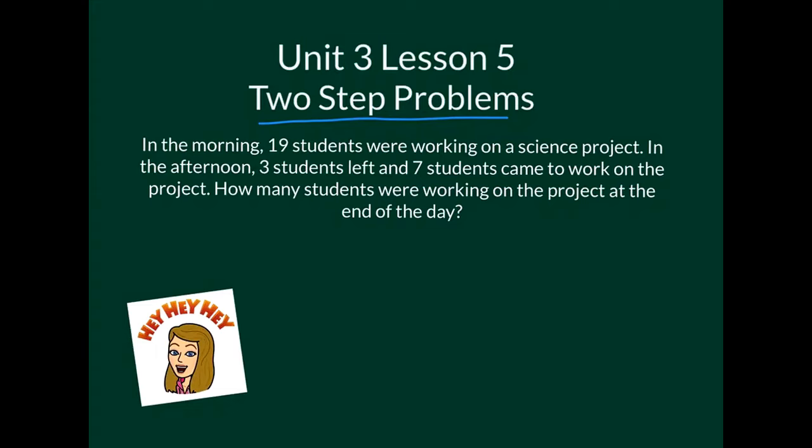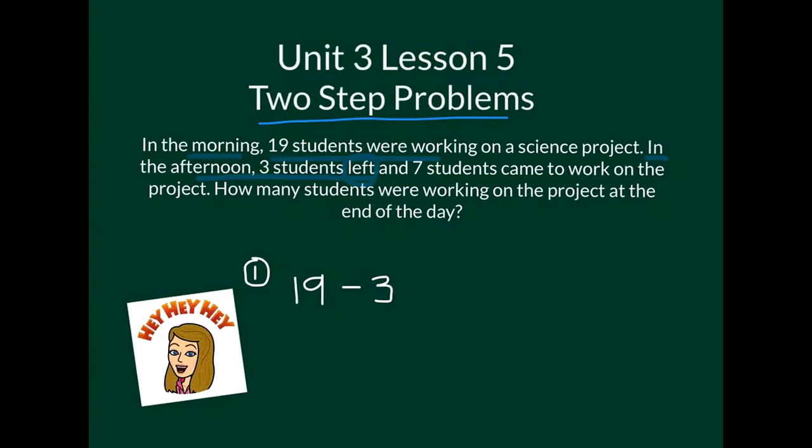First, it tells me that in the morning, there were 19 students working. So first thing I'm going to write is the number 19. Now I'm going to continue writing my equation as I look for more information. Then it says, in the afternoon, 3 students left. Key word here is that they're leaving, so I know I'm going to need to take them out of the total, so I'll do minus 3. This is our first step. That's going to give me a total.